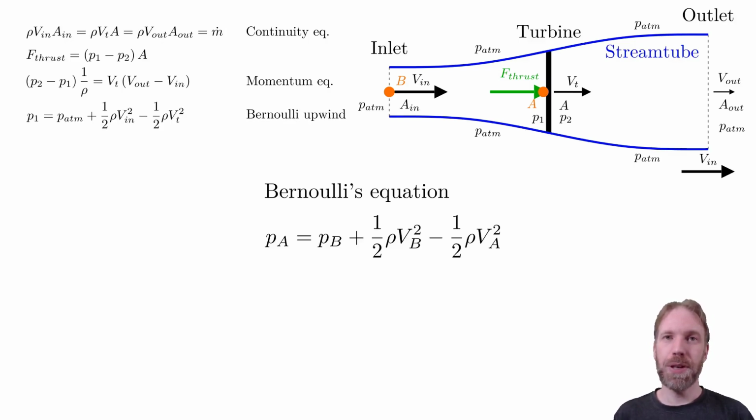Now, use Bernoulli for the downwind part. Place point A at the turbine on the downwind side and place point B at the outlet. PA is now P2. VA is still the velocity at the turbine. PB is the atmospheric pressure. VB is the outlet velocity. Write down the equation for the downwind region.